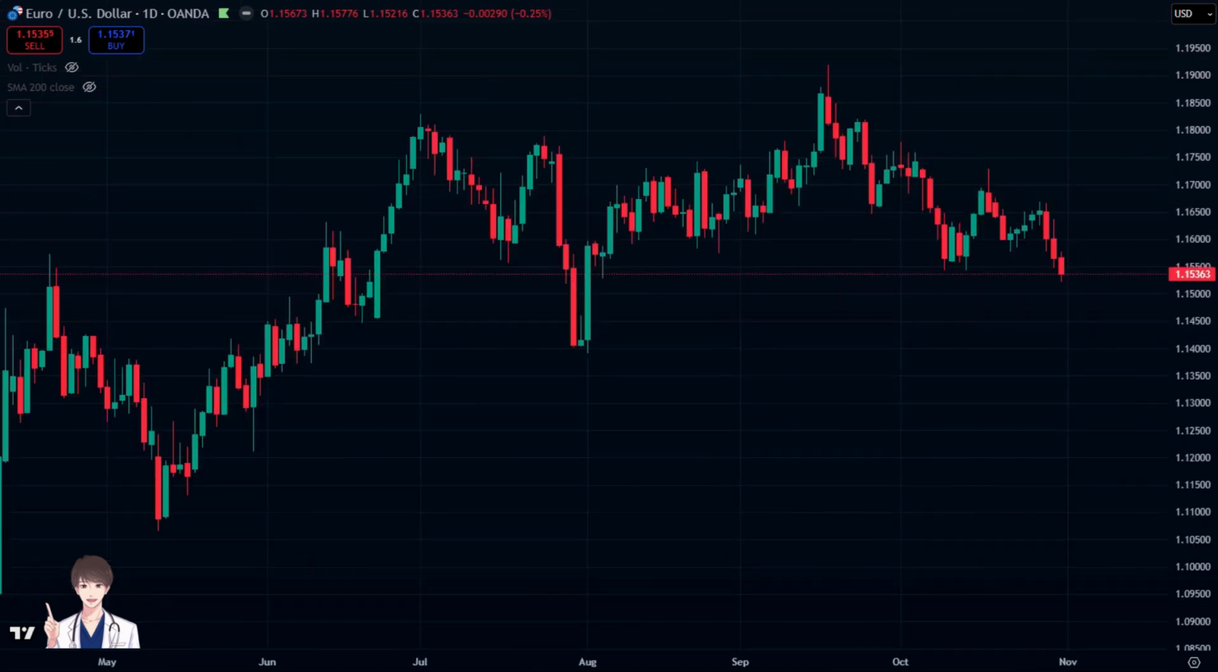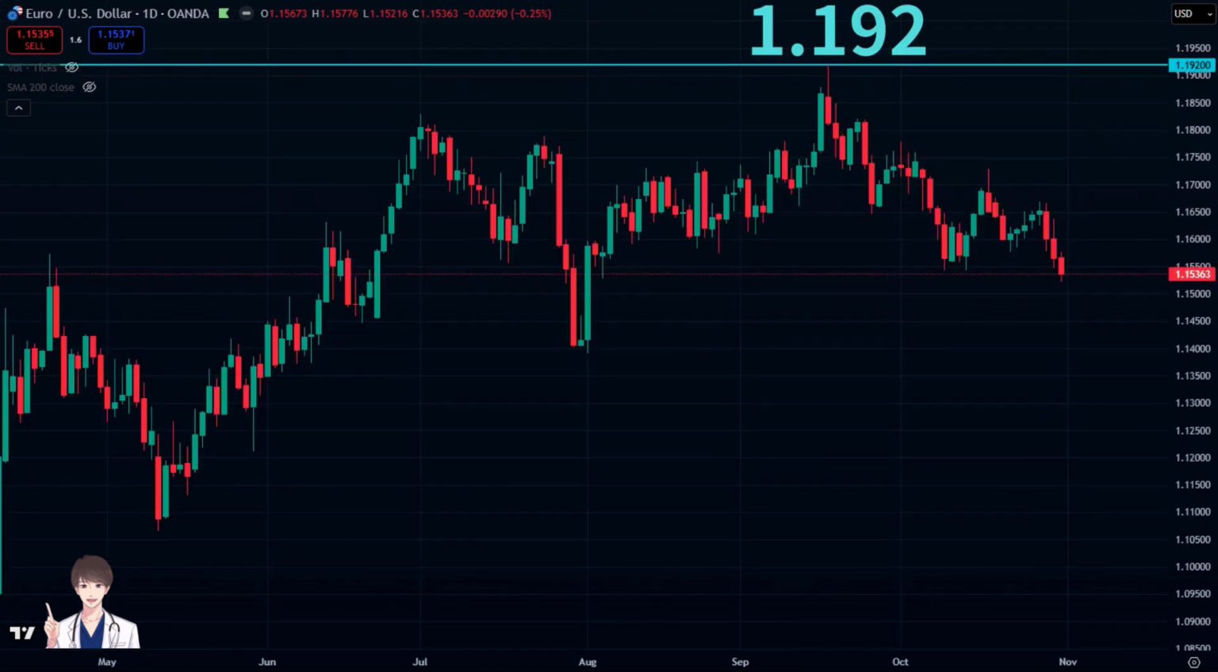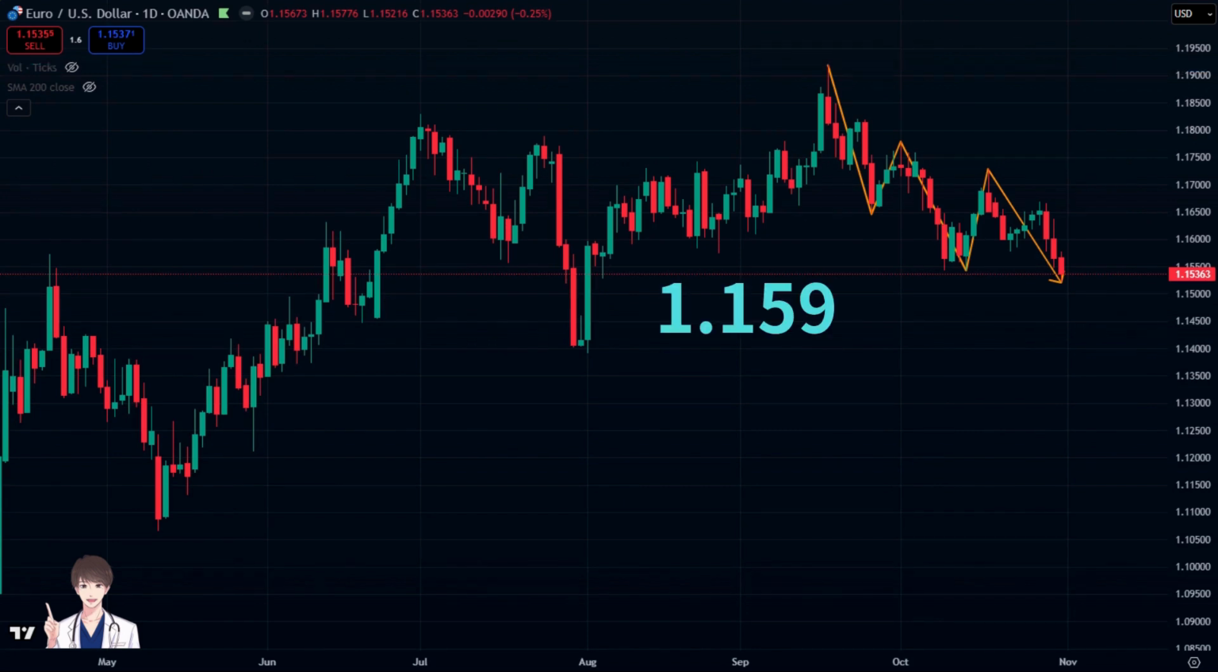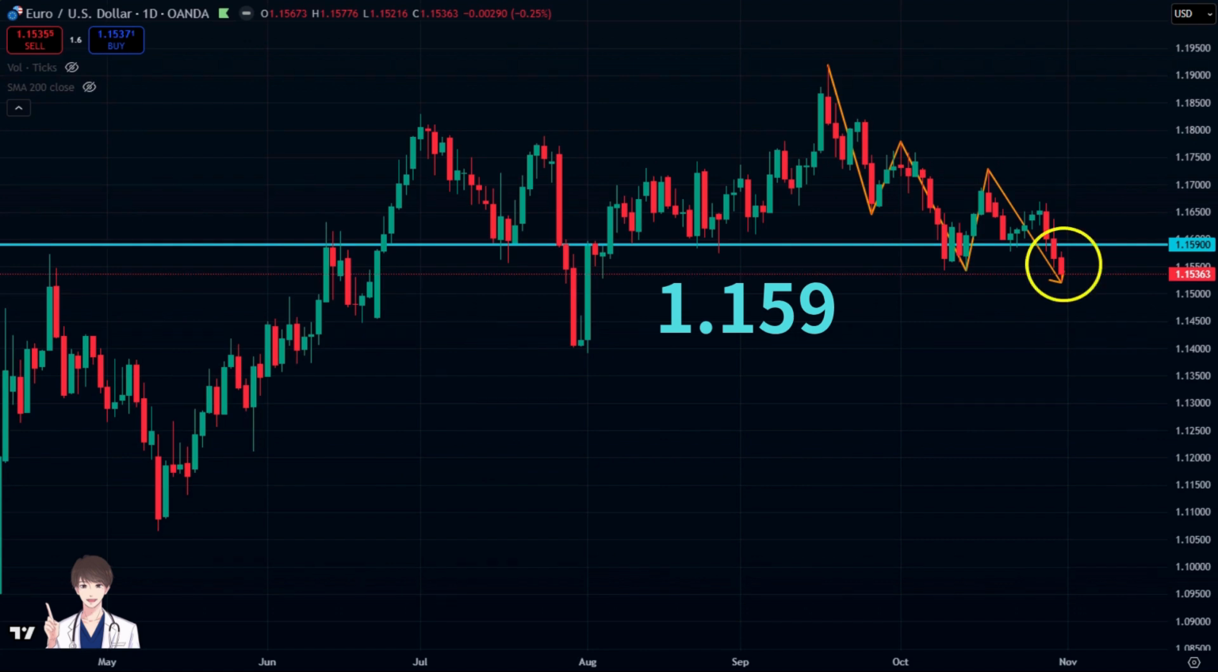Looking at recent price action, we can see that since the September 17 high near 1.192, both highs and lows have been gradually moving lower. After breaking below the 1.159 zone that had been important in early October, price briefly rebounded, but has now fallen below it again, even closing slightly beneath the early October low.